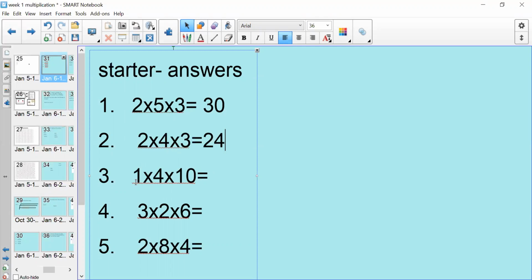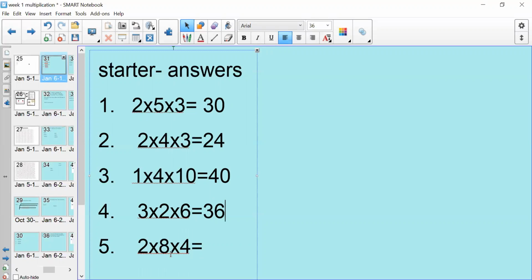Okay, this one I can see that there's a 1, and we know that anything times 1 is itself. So I would have done these two first. So 4 times 10 is 40, and then 40 times 1 would also be 40. Okay, then number 4, I would have done 3 times 2 first, which is 6, and then 6 times 6 is 36.